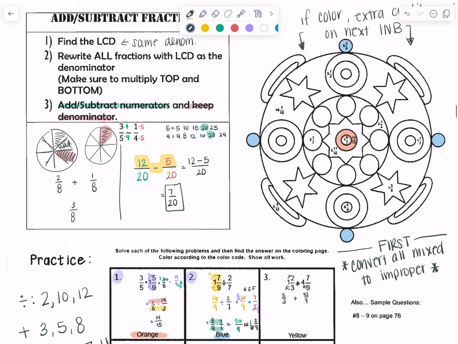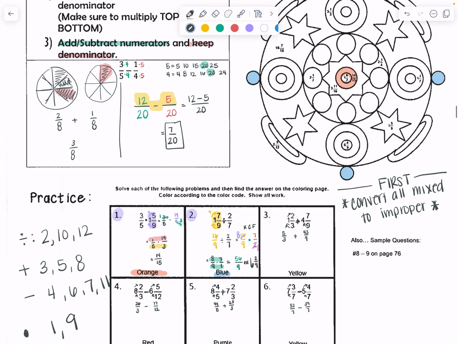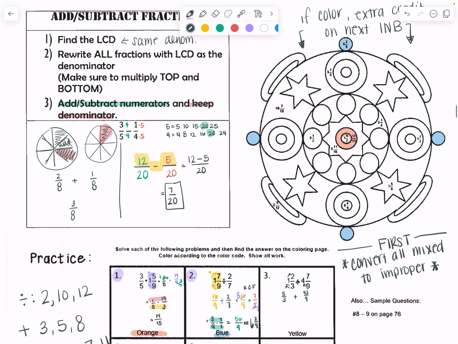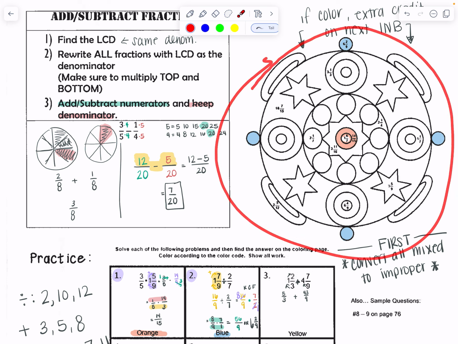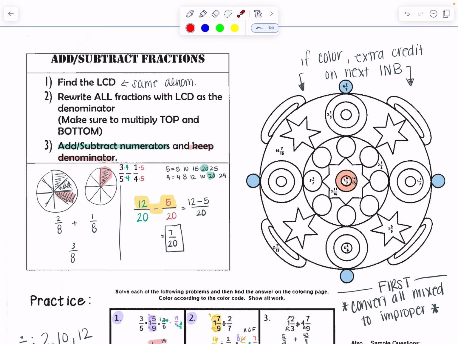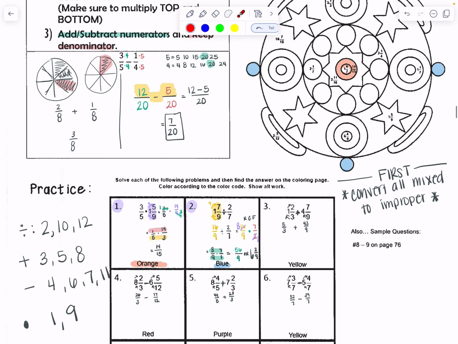So with the next part, I want us to fill in some gaps. I do want to mention that if you color this figure based on the colors below, then you can get extra credit on the next interactive notebook check. We're going to do 3, 4, 5, and 6 together, and then I'm going to give you guys a chance to do the rest, to pause the video, and then check them with mine.